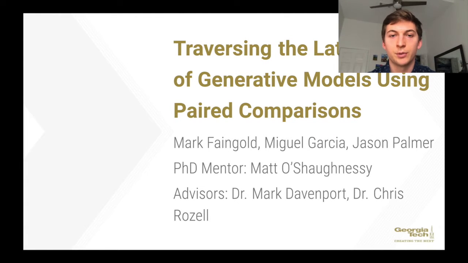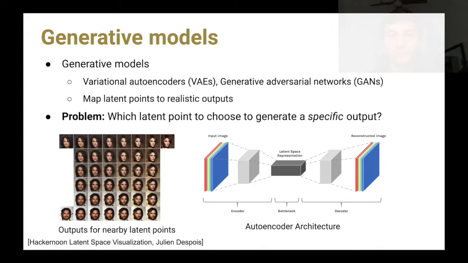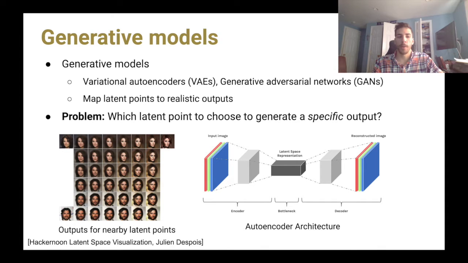Generative models are a popular class of tools in machine learning used to create highly realistic outputs such as images or speech. Two types of generative models you may have heard of that we'll use in our project are variational autoencoders and generative adversarial networks. These models map points in a so-called latent space to realistic output, as we can see in the autoencoder architecture below, with this gray box representing the latent space and the reconstructed image being our output.